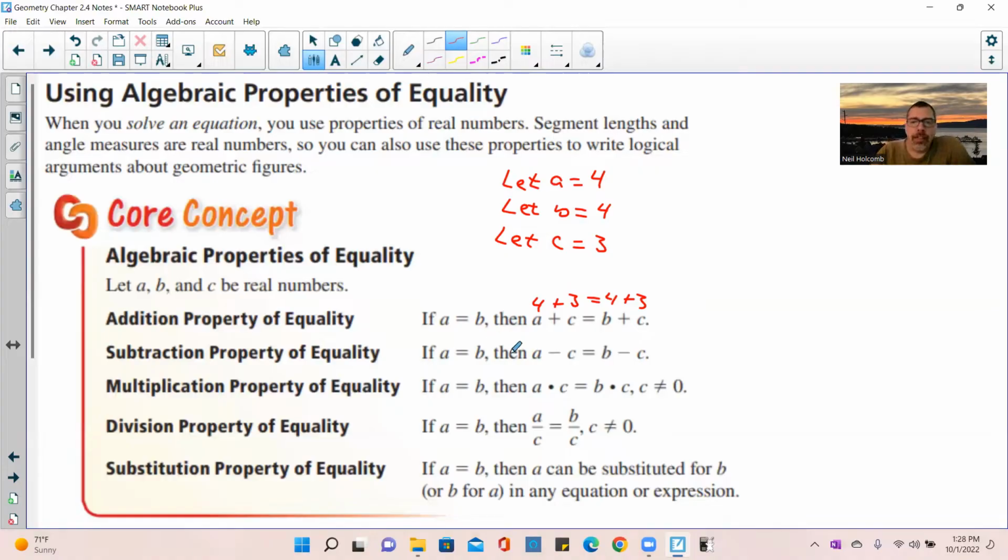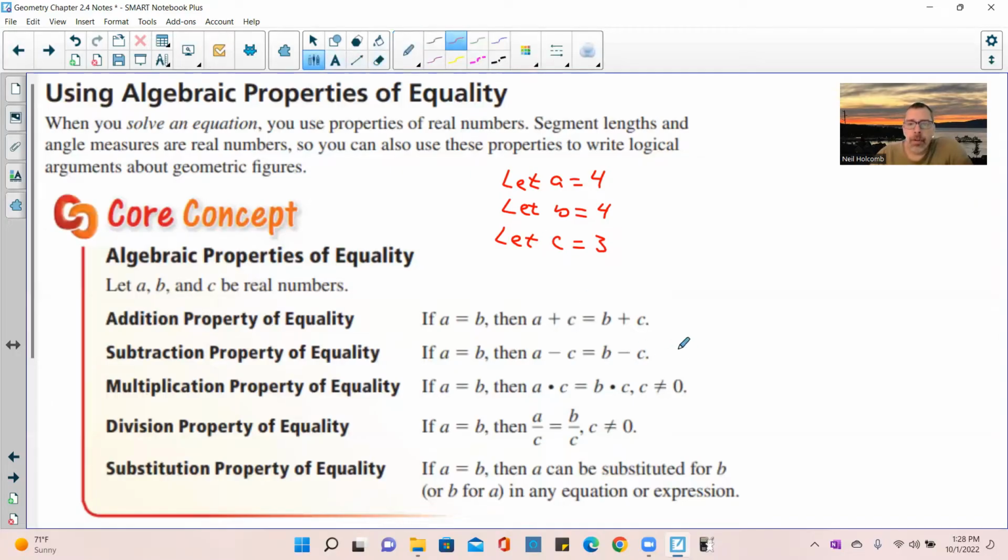All right, so then it says if A equals B, then A minus C equals B minus C. So A is 4 minus C, which is 3, equals B, which is also 4 minus 3. So 4 minus 3 is 1, and 4 minus 3 is 1. 1 equals 1. Okay, and now let me erase this and start in a new location.